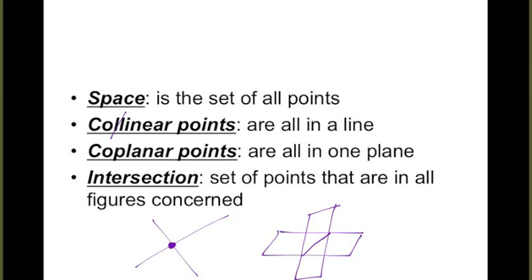So when those two planes intersect, they make a line. So intersections can be all different kinds of things, but an intersection is what's included in everything. Questions on any of those terms?